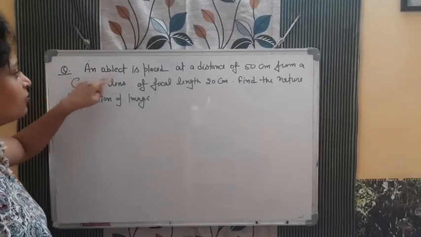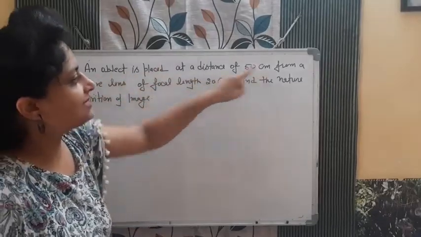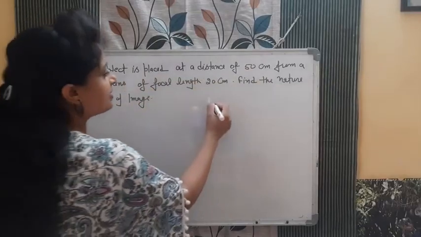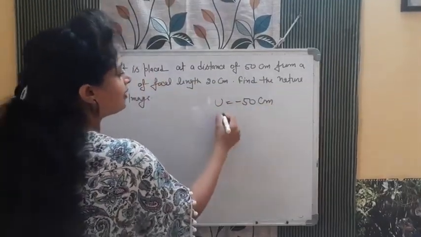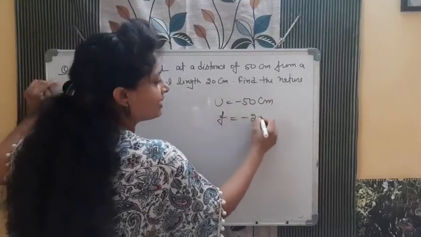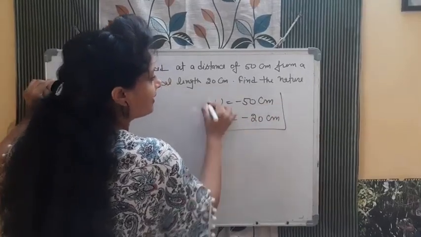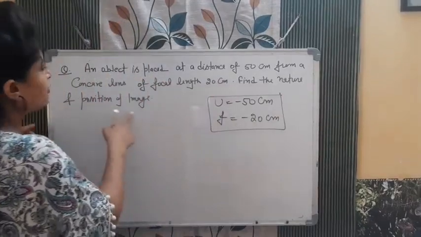See, bacha, object is placed at a distance of 50 centimeter from a concave lens. U is given minus 50 centimeter. Focal length 20 centimeter. In case of the concave lens, focal length is also negative. Find the nature and position of the image.